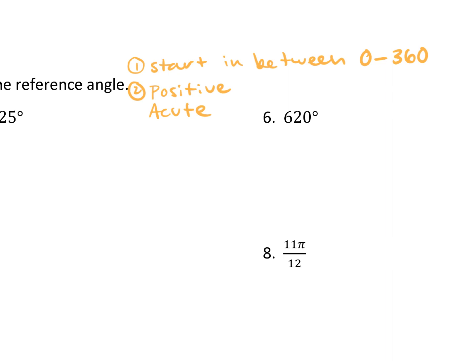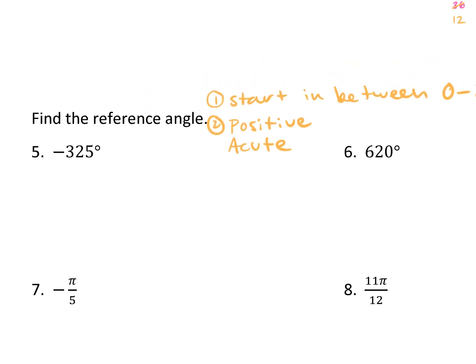A lot of people struggled on the quiz with the reference angle questions. To find your reference angle, it depends on what quadrant you're in. If you're in the first quadrant, whatever your theta is is the same as the reference angle. In the second quadrant, we do 180 minus theta. Third quadrant, theta minus 180. And fourth quadrant, 360 minus theta. Now, if you accidentally use the wrong formula in the wrong quadrant, your answer is not going to be positive and not going to be acute. So you can kind of check yourself that way.